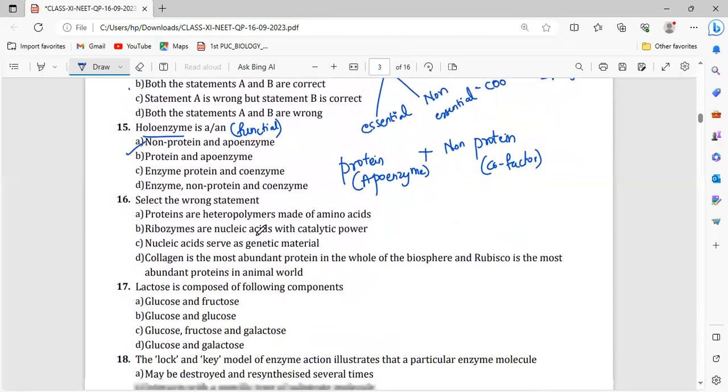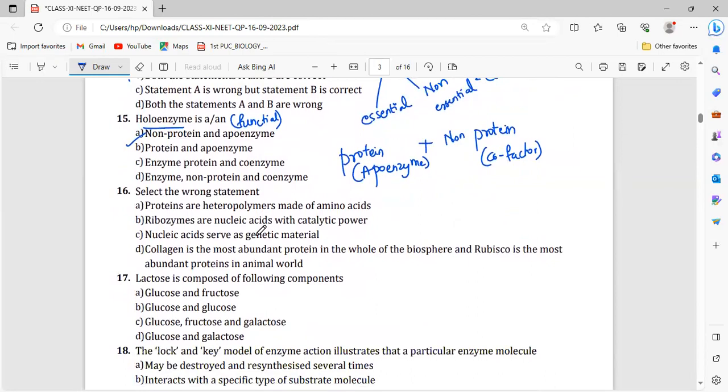Then 16, select the wrong statement. We shall see one by one. Proteins are heteropolymers made of amino acids, which is correct. There are 20 different amino acids present in proteins. Then ribozymes are nucleic acids with catalytic power. Yes, they are nucleic acids. Exactly, they are RNA which has catalytic power. Nucleic acids serve as genetic material. Both RNA and DNA serve as genetic material.